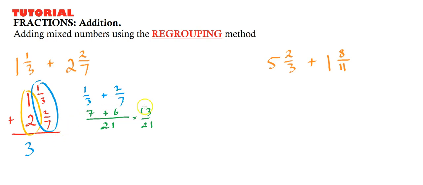So we know that this is the answer to adding a third plus 2/7. So that can go here, 13/21. And this becomes our final answer.